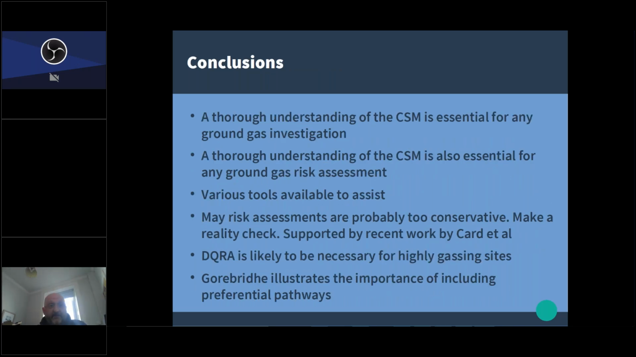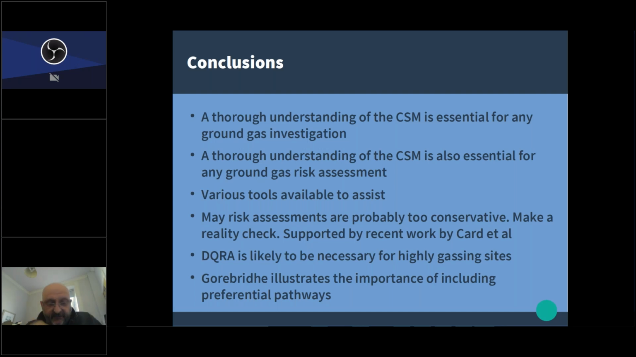Well, just to wind up, what's the upshot? I've spent too long on this, apologise. A thorough understanding of the CSM is essential. We've talked about that. For ground investigation, a thorough understanding of the CSM is essential for any risk assessment, and I think that's really the take-home message. Good investigation, but don't stop thinking about the CSM when you start calculating GSVs. There are various tools to assess, many more than I've been able to talk about. I think that very often risk assessments are probably too conservative and need a reality check.